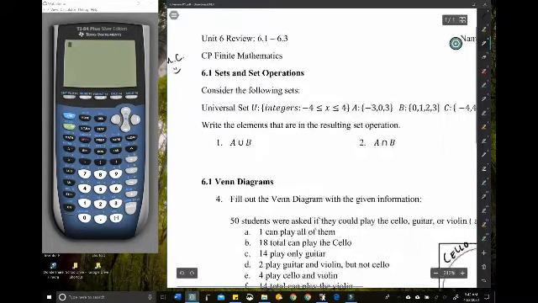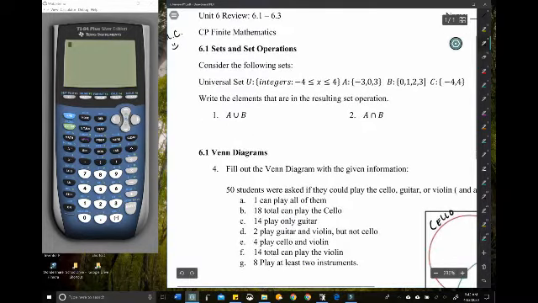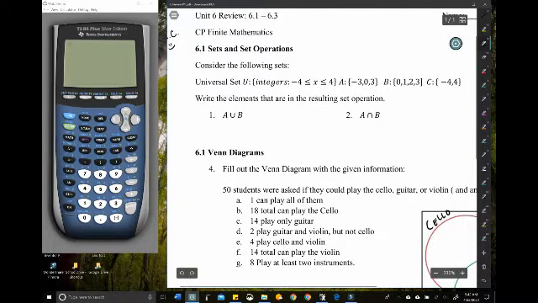First off, 6.1, so it's been a while since we looked at these. Consider the following sets and set operations. The integers, -4 to +4. It could be helpful to write them out, but you don't have to: -4, -3, -2, -1, 0, 1, 2, 3, 4. A is this particular set, B, and C.